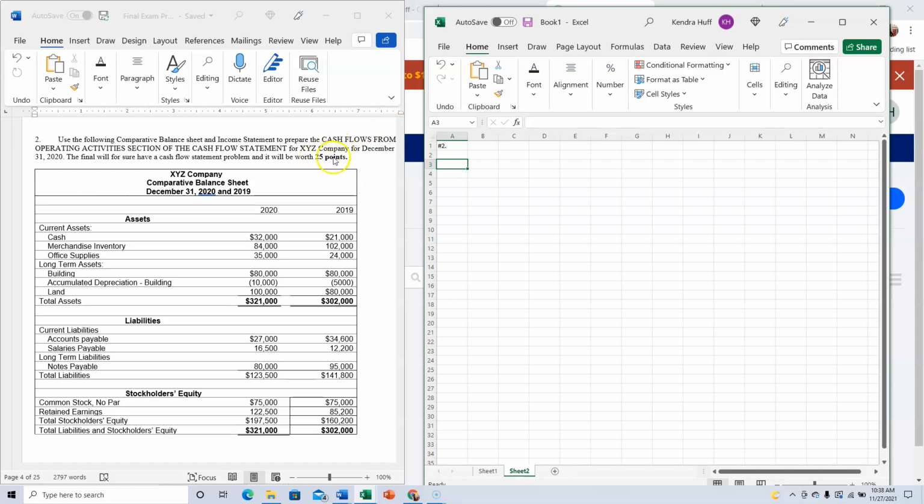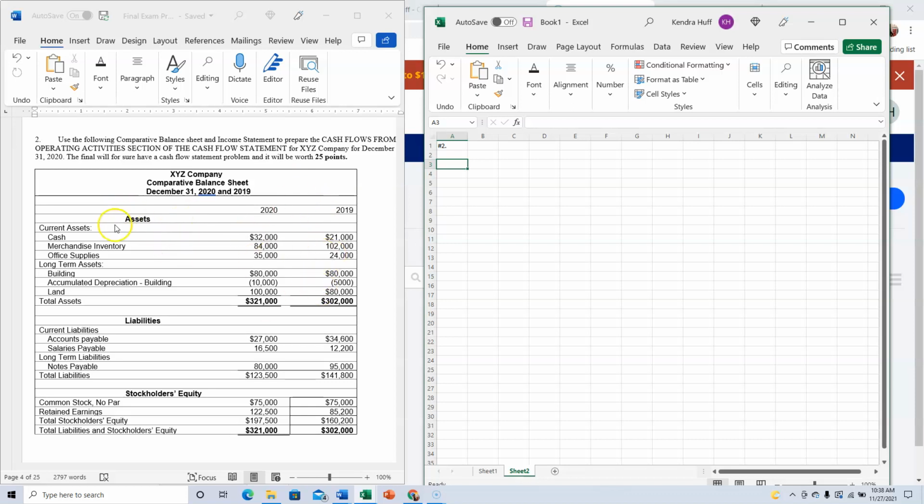Notice that this one is worth 25 points. Of course, these are numbers from an old exam, but it is worth more because chapters 14 and 15 did not have their own exam. So at least 50 points of the total final points will come from chapters 14 and 15. All right, so this one is the operating section of a statement of cash flows.